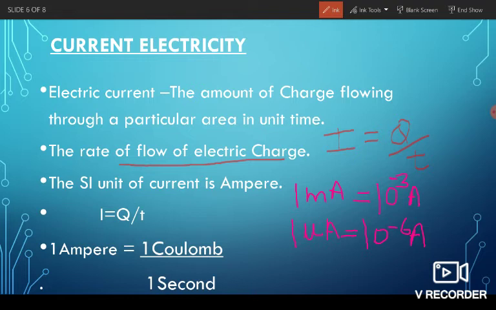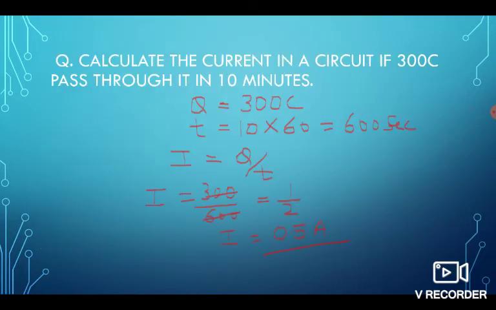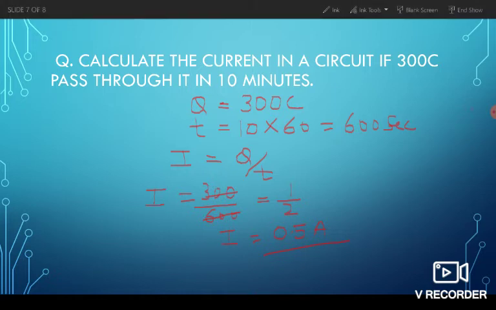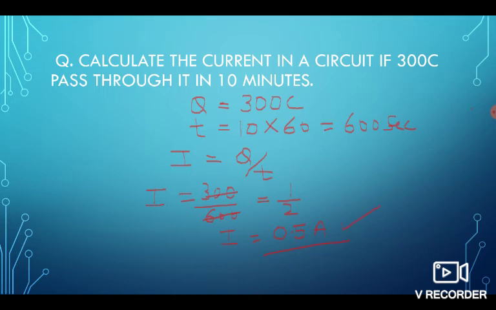Now we will use this formula, I is equal to Q upon T, to solve one simple numerical. Calculate the current in a circuit if 300 coulomb pass through it in 10 minutes. Here Q is equal to 300 coulomb. Time is equal to 10 into 60, that is 600 seconds. Using the formula I is equal to Q upon T, when we divide 300 upon 600, we get half, which is equal to 0.5 ampere. So the current flowing through it is 0.5 ampere.